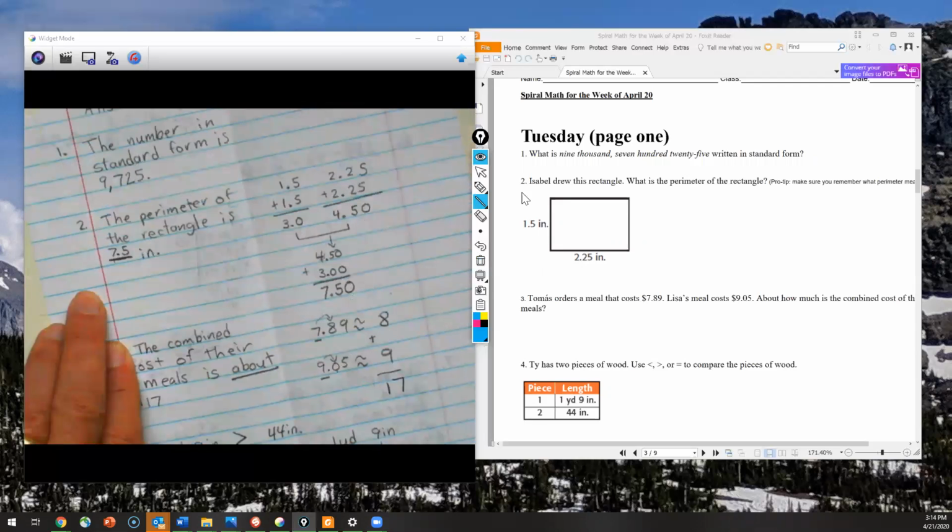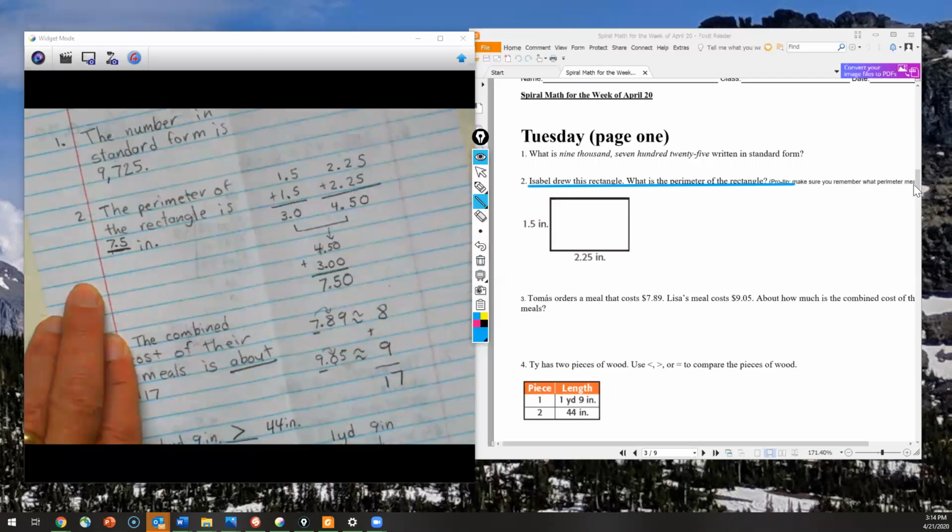Isabel drew this rectangle. What is the perimeter of the rectangle? There was a pro tip I put in this one, and remember that the perimeter is what is around. You're measuring the length around the rectangle, not the area. We're so used to using area, and we haven't really talked about perimeter since 4th grade. So I just want to remind you what perimeter was. It's all the way around.